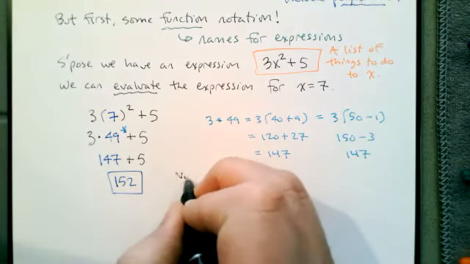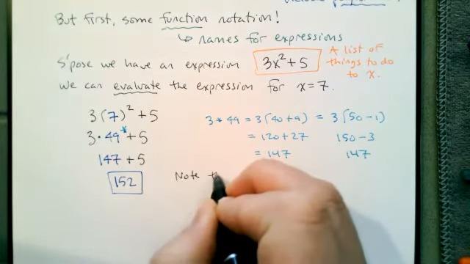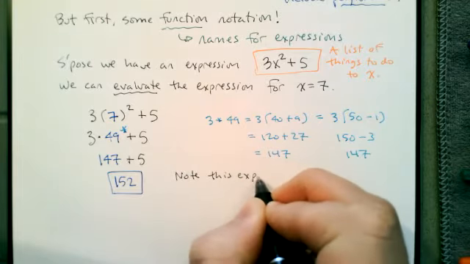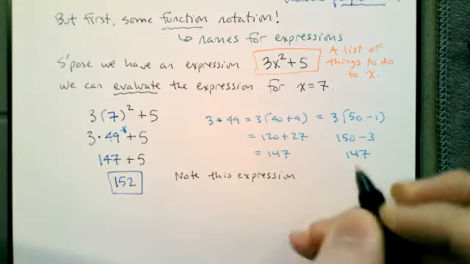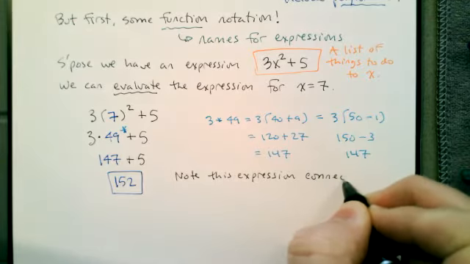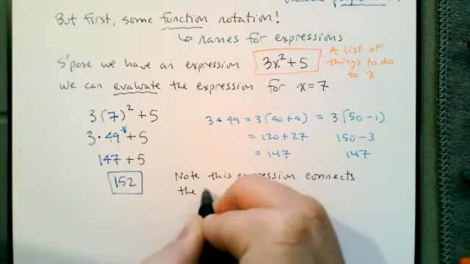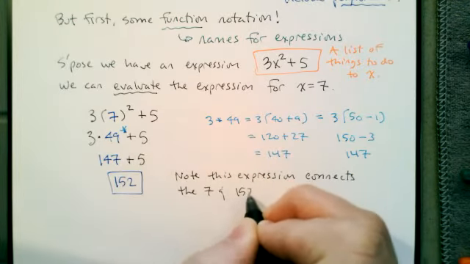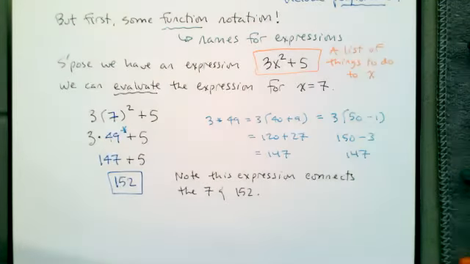So note, this expression connects the 7 and the 152. It's not just the 152 that we want. We might want to remember that this came from 7. This is what happens when we evaluate this expression for 7. Function notation would be a way of putting those two together. So we could name the expression.